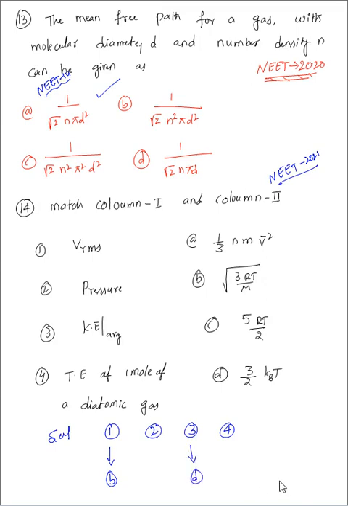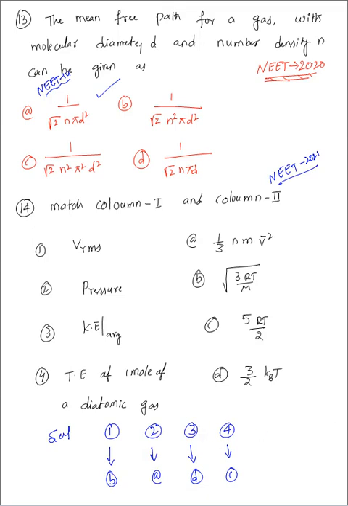Next, total energy of 1 mole of diatomic gas. A diatomic gas has how many degrees of freedom? 5, right? So 1 by 2 RT into 5 will be 5 by 2 RT. So for the fourth option, C is matching. Then the remaining option, pressure, is nothing but 1 by 3 n m V average square, option A. This is how we solve these questions.